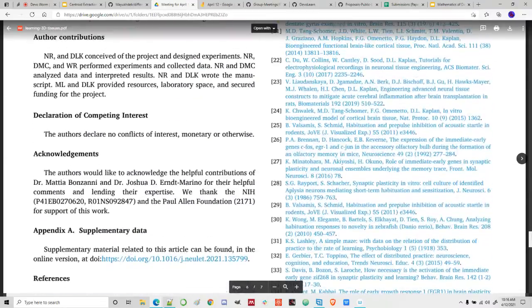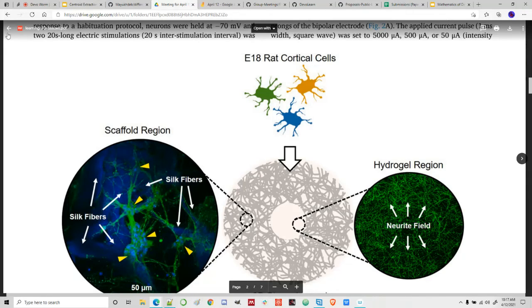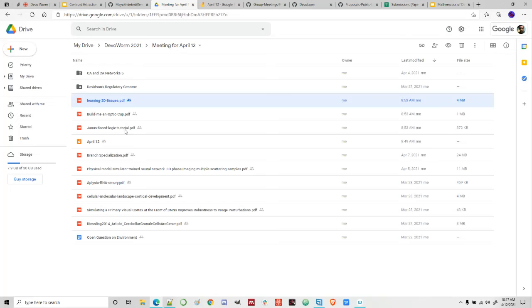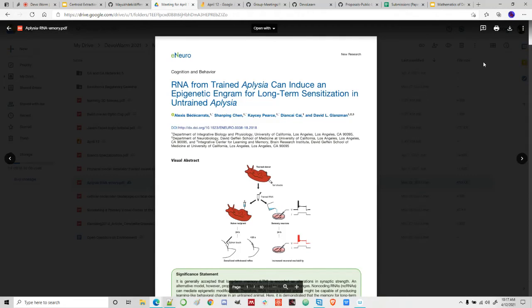So these are the references. This is in the folder that I shared with you earlier. And then finally, I'm going to talk about this paper here. Again, this is just a thematic thing on my part.